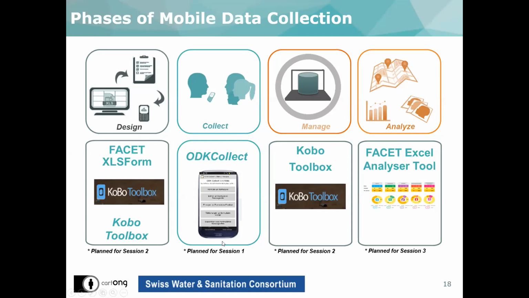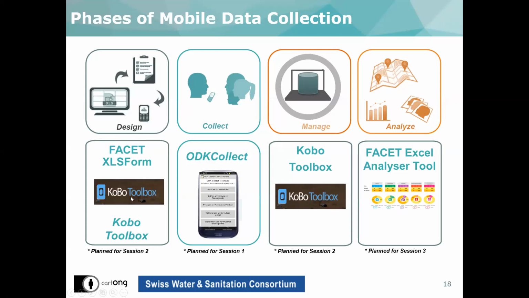In each one of those phases, we use different tools, those 3 tools basically. For the design phase, the preparation phase, the FACET surveys or questionnaires are prepared in XLS form. Don't worry about this. This is already ready. We can support you in adapting it. But just for you to know, this is in XLS form. Basically, you take those questionnaires in XLS form, and this is an exercise we will be doing next session, and you put them on the Kobo Toolbox server.